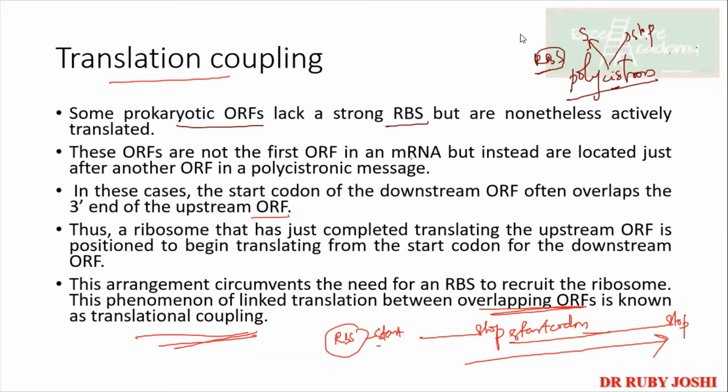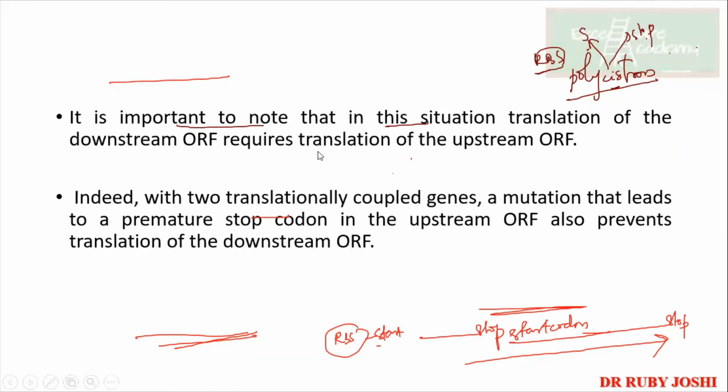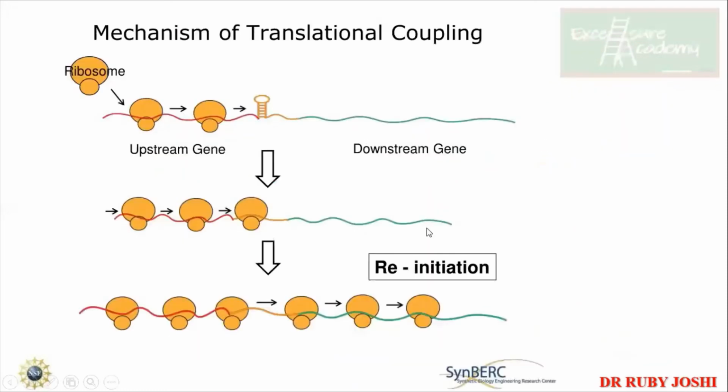I'll just show the figure. So it is important to note that in this situation, translation of the downstream ORF requires translation of the upstream ORF. So what will happen if the upstream ORF is not able to get translated? Then obviously the downstream ORF is not going to happen. Okay? If I cancel this one, then definitely this one will also not happen. If this is happening well, then definitely this will happen well. Simple. Okay. I'll just show the figure. I think it will be clear then.